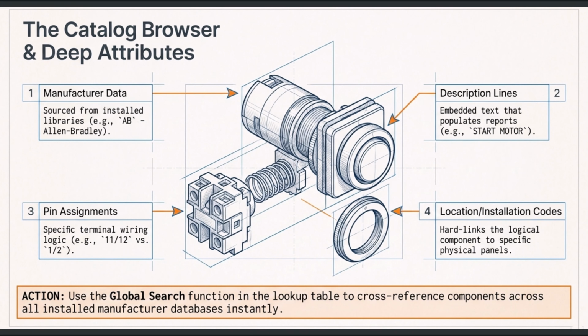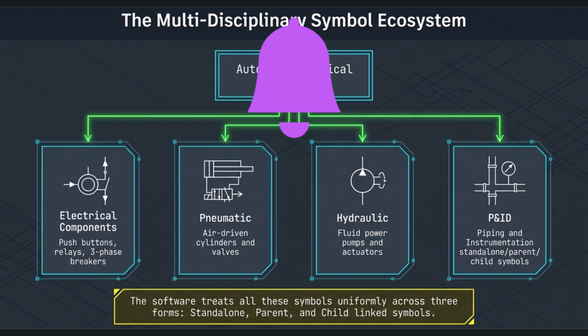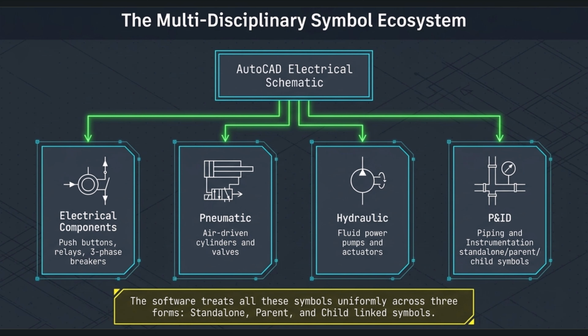And what's fascinating here is that the global search instantly locates precise manufacturer parts. Not just a visual symbol, then. No, not at all. It queries a relational database to pull exact catalog numbers. And this database isn't limited to electrical components either. It houses full pneumatic, hydraulic, and piping and instrumentation, or P&ID symbol libraries. Wow, okay. That makes total sense for the initial build.